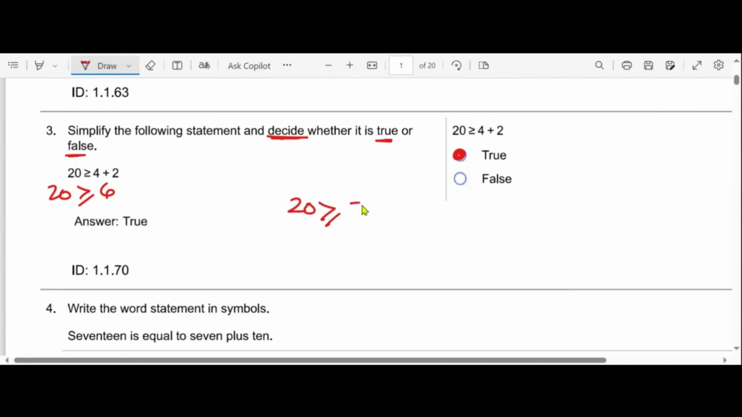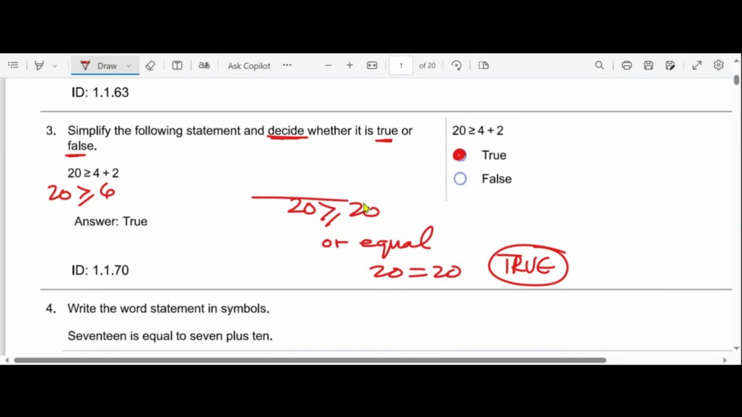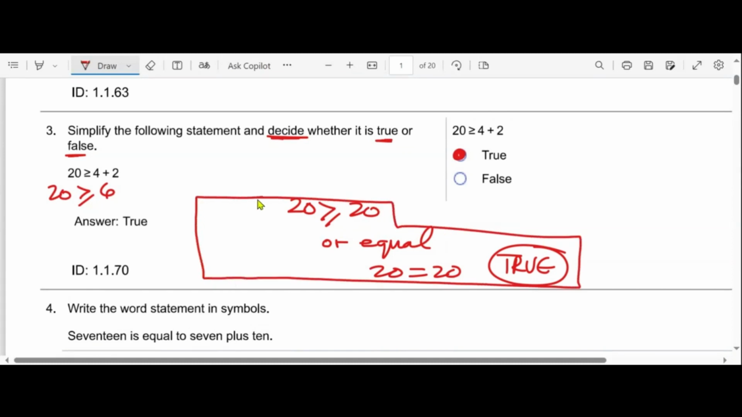20 greater than or equal to 20? Is it true or false? True. Why? Because it says or equal, and in fact it is equal. So in this case it's going to be what? True. That's another example, huh? Not the same example. Another example.